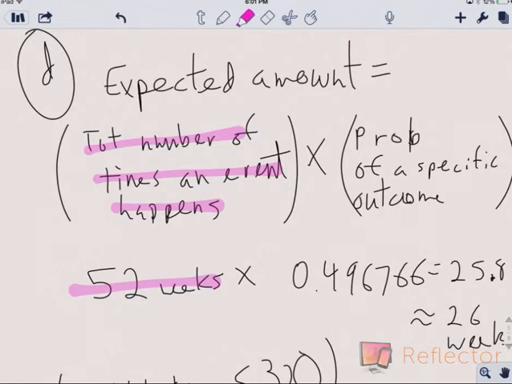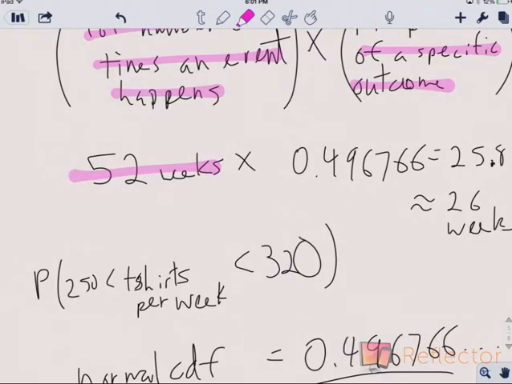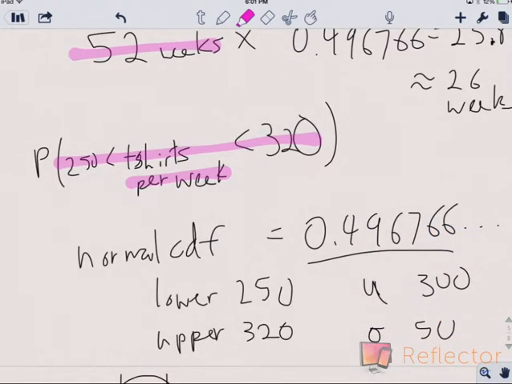Now the second part, the probability of a specific outcome. What is the specific outcome that we're looking for? Well, it's between 250 and 320. So we're looking for the probability that between 250 and 320 t-shirts are sold per week. In order to do that, we're going to have to use that normal CDF function again on the calculator. This time, the lower boundary is 250, and the upper boundary is 320. Again, mean 300, standard deviation 50.